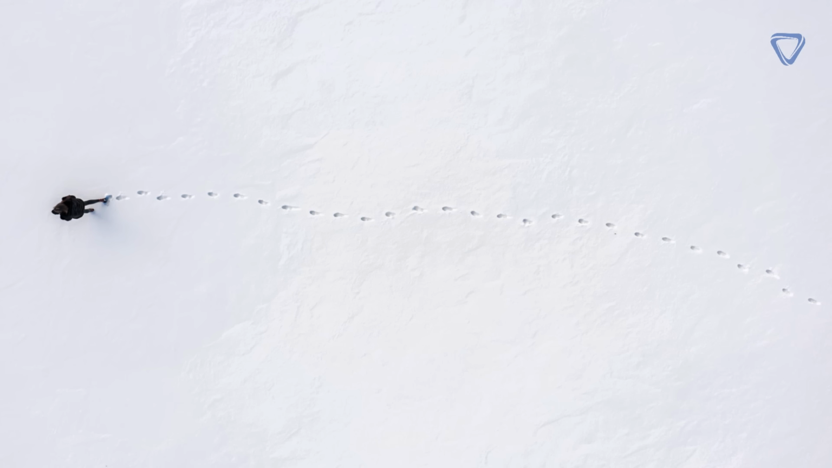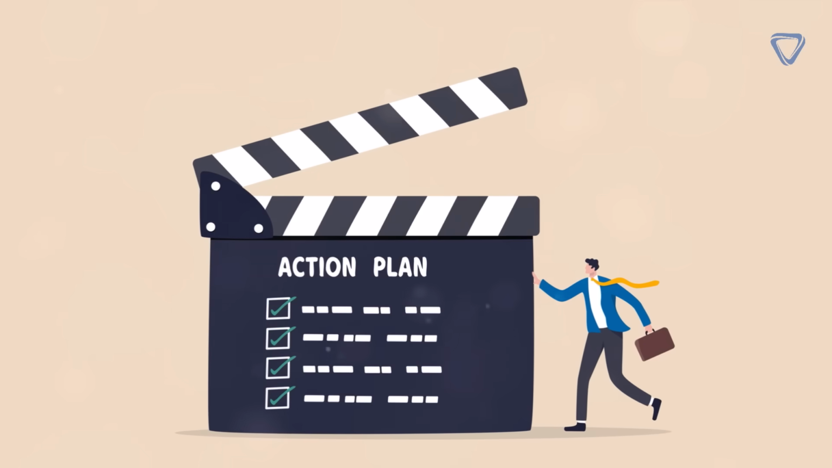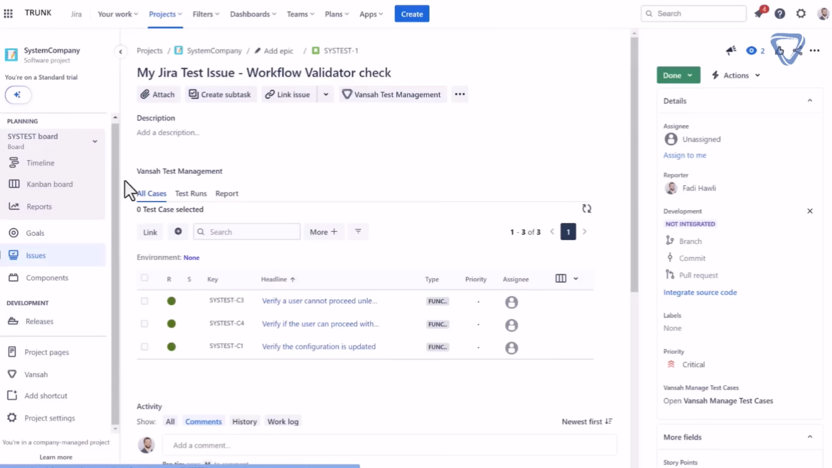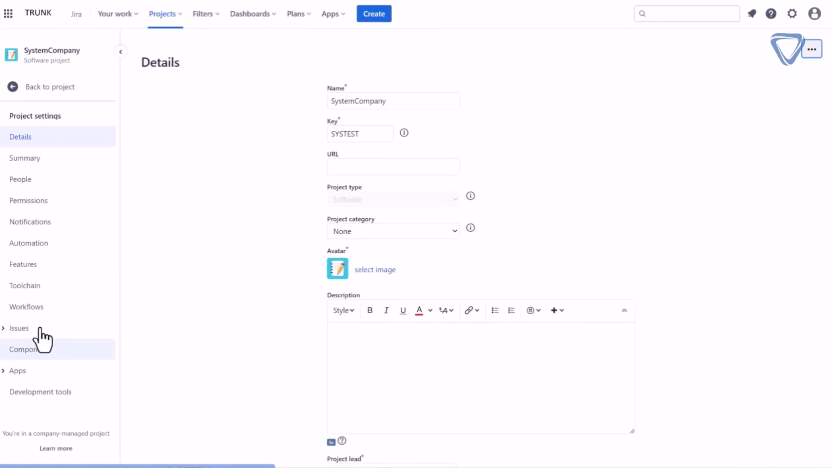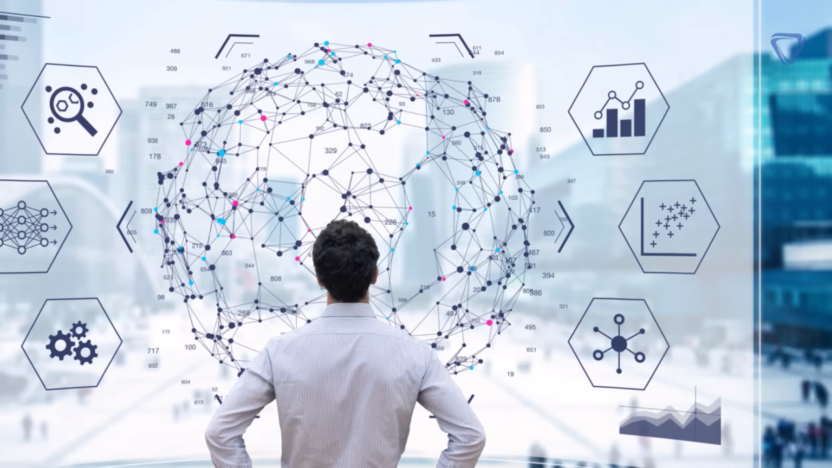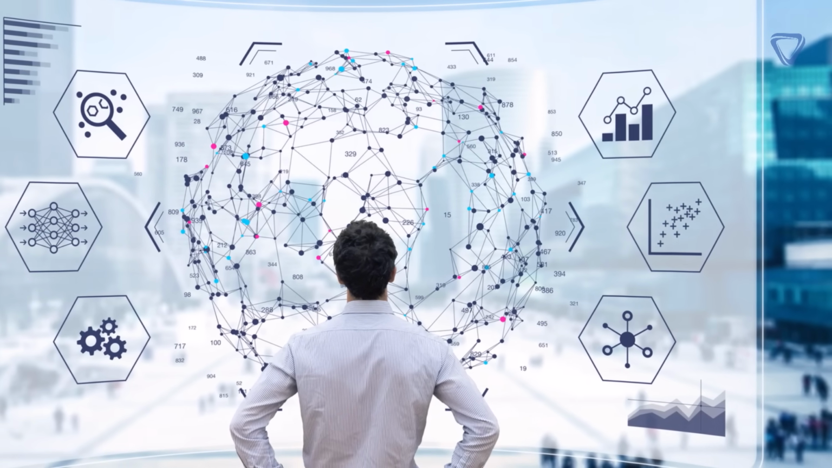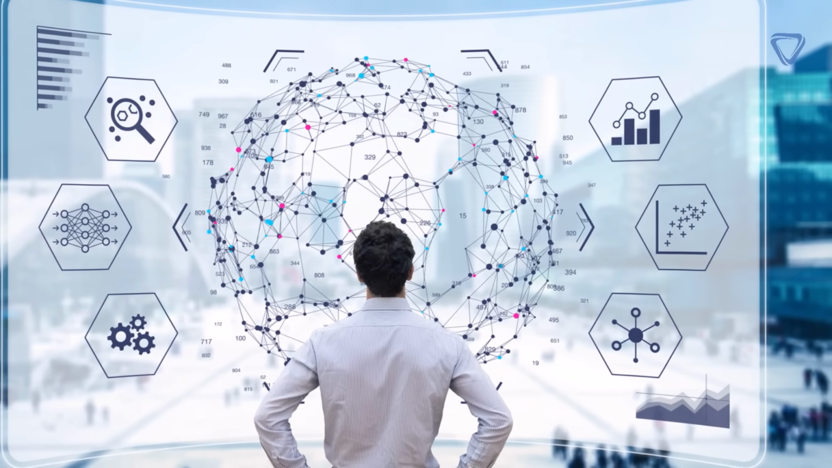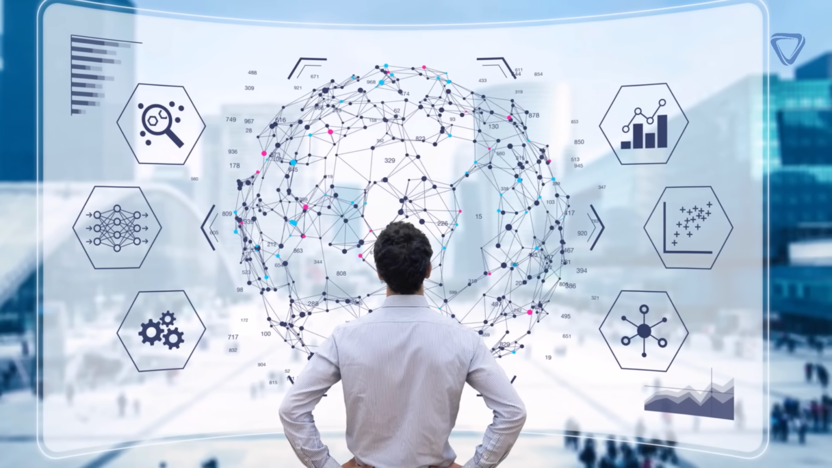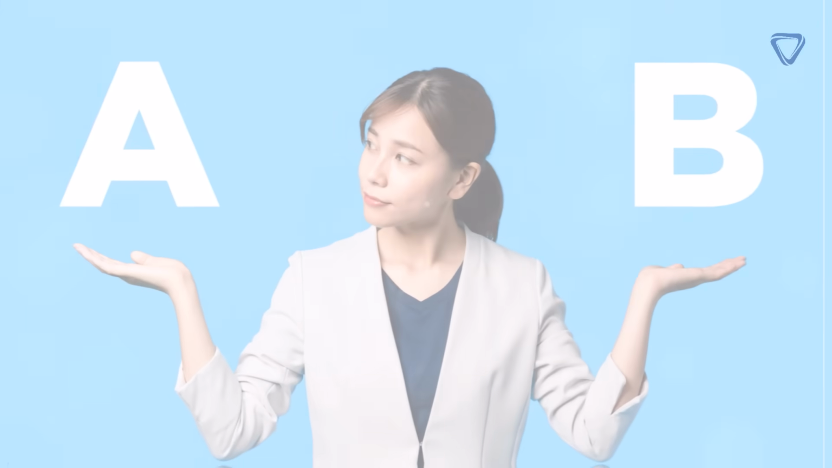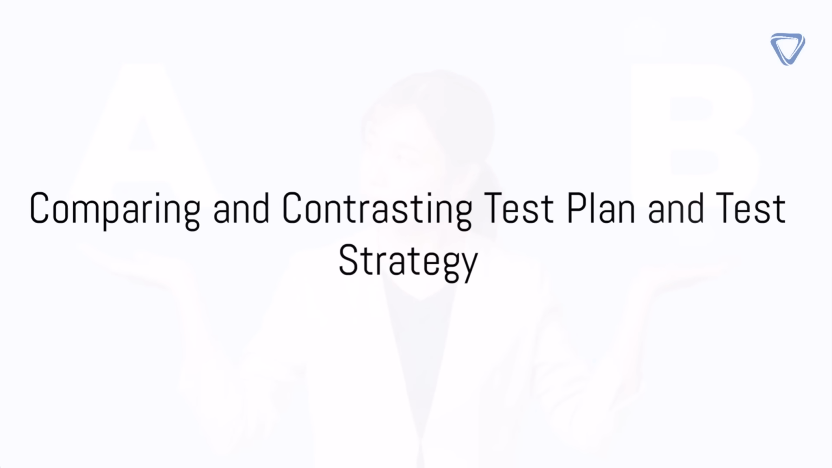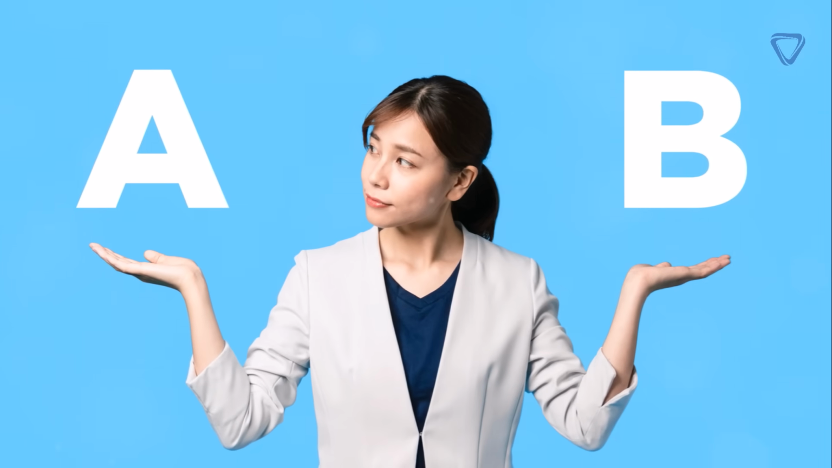It's a broad document, focusing more on the why and what of testing, rather than the how. It gives a bird's-eye view of the project's testing approach, as opposed to the test plan's detailed roadmap. Unlike the test plan, the test strategy doesn't delve into specifics like test cases. However, it does set the stage for these details to be fleshed out in the test plan. Think of a test strategy as the master plan that guides all testing efforts. Now that we've individually explored both, let's compare and contrast the test plan and test strategy.